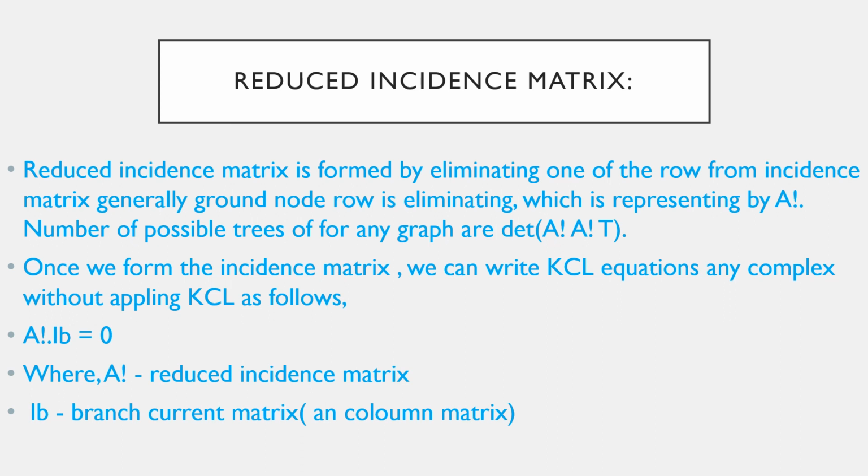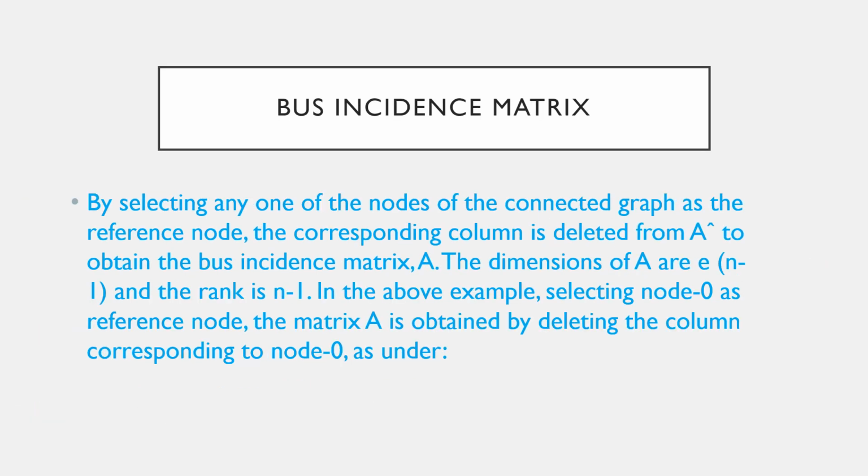So once we form the incidence matrix, we can write the KCL equations of any complex network without applying the KCL as follows: A times I_B equals 0, where A is the reduced incidence matrix and I_B is the branch current column matrix. So this is the reduced incidence matrix. Next we learn about the bus incidence matrix.